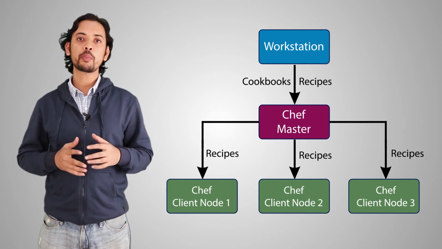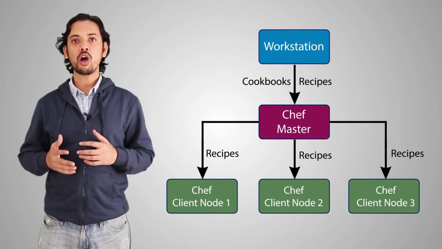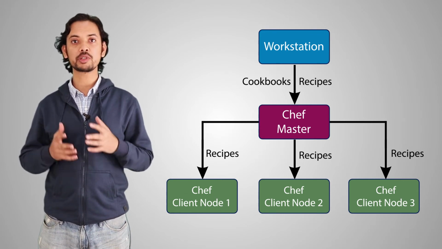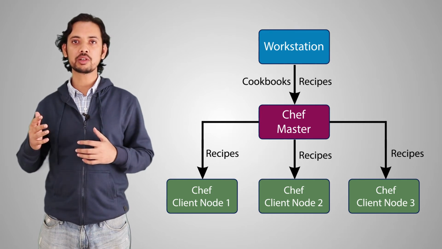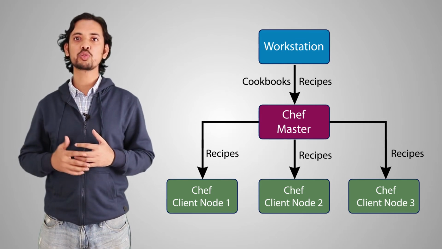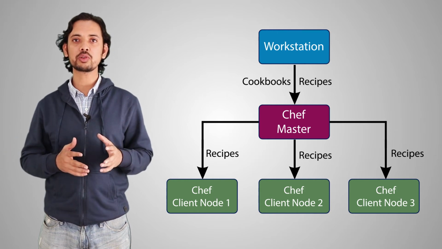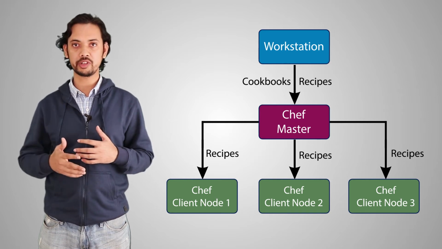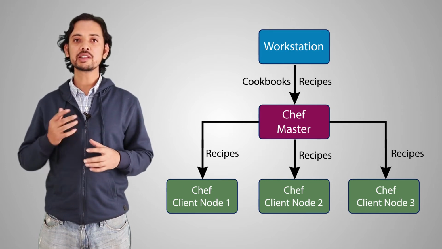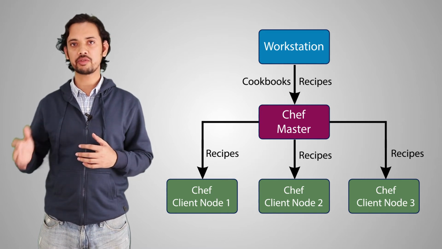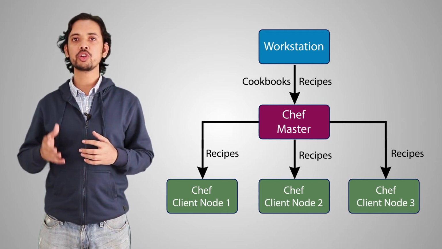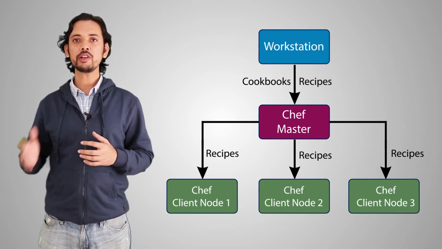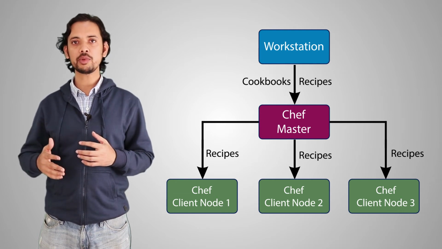A DevOps engineer prepares those recipes or cookbooks on their own machine. This machine is called a workstation, developer's machine, or DevOps engineer's machine, and then they would push the scripts and cookbooks to the Chef server. Now the Chef server pushes it to all the nodes that need those recipes. The Chef server finds out which node needs this recipe, and then it will push it to the appropriate node. On that node finally, the recipe or the script will execute.